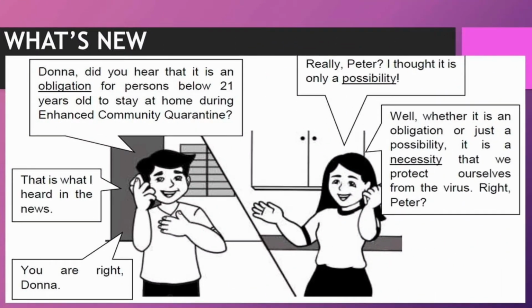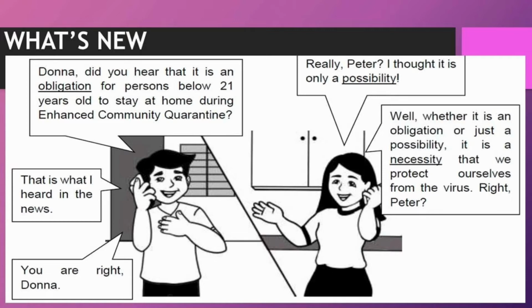For our next activity, do you remember the announcement in the previous lesson which said all persons below 21 years old must stay at home during enhanced community quarantine? What was your reaction to it? We have here on our screen the reaction of Peter and Donna. You need to read their dialogue and find out if you have the same reaction. Let's read it together.